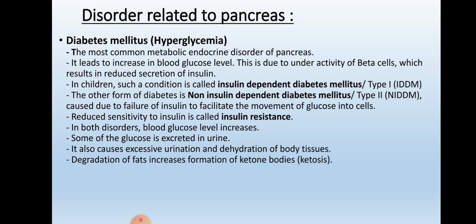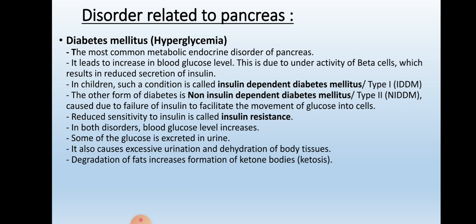So, pancreatic disorders: diabetes mellitus, which we are most aware of, is called hyperglycemia, the most common metabolic endocrine disorder. It causes an increase in the blood glucose level. It is due to underactivity of beta cells, resulting in reduced secretion of insulin. Insulin is responsible for lowering blood glucose level, but if insulin is not secreted or is less secreted, then blood glucose rises. In children, this is called insulin dependent diabetes mellitus, type 1 diabetes.